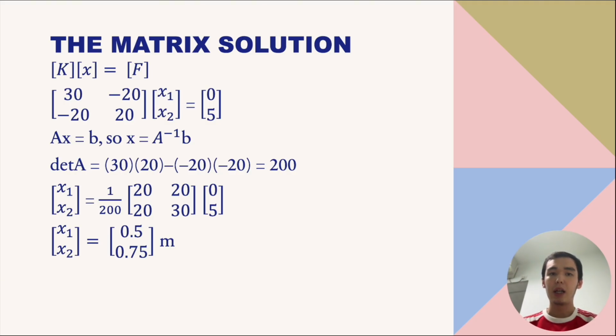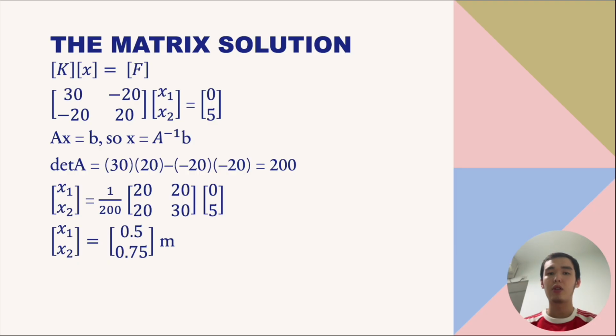We aggregate these interactions into the stiffness matrix K, with 10 and 20. I want to draw your attention to the matrix values. 30 represents the total stiffness holding mass 1, K1 plus K2. The minus 20 represents a physical coupling between the masses.